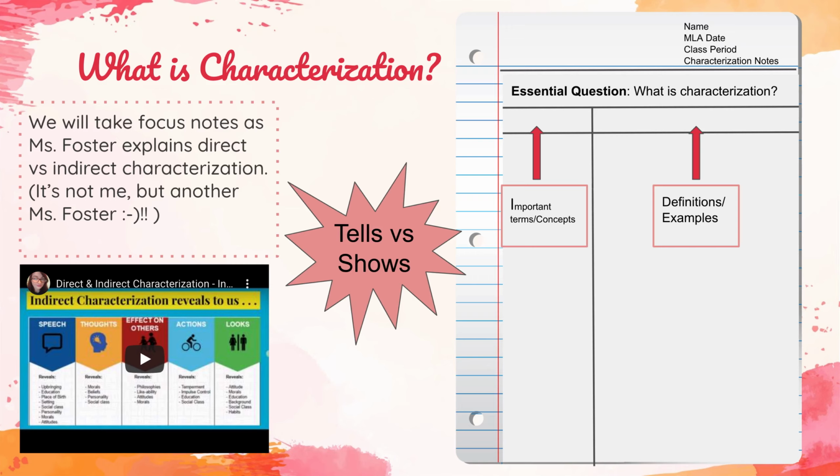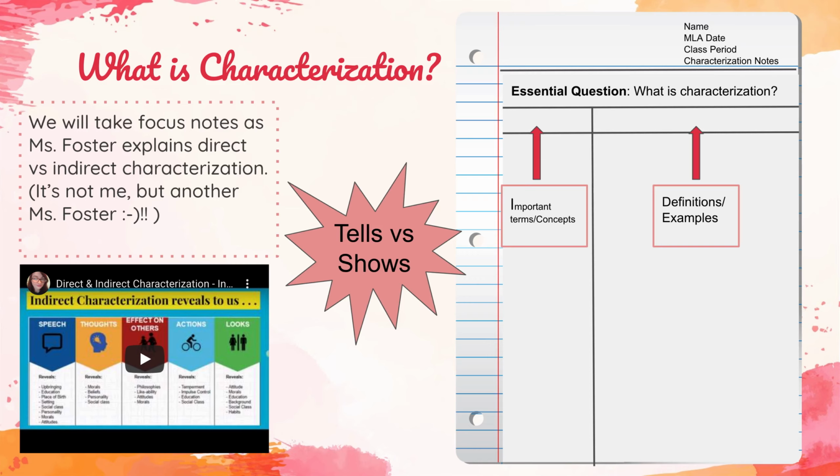Now on your new sheet of paper, you are going to take focus notes. I've exampled on my sheet of paper how you should set up your sheet of paper for your focus notes. At the very top above the blue line, you want your name, your MLA date, class period, and the assignment title, which is characterization notes. Remember to write an MLA date. You write the number first, the month, and then the year.